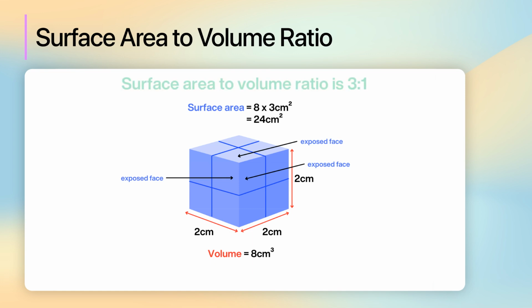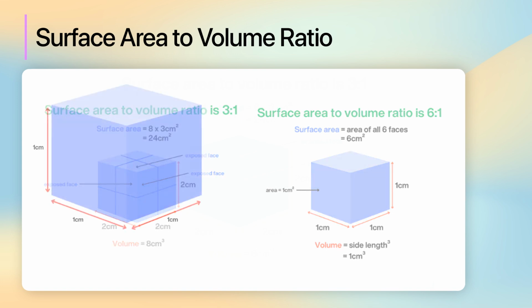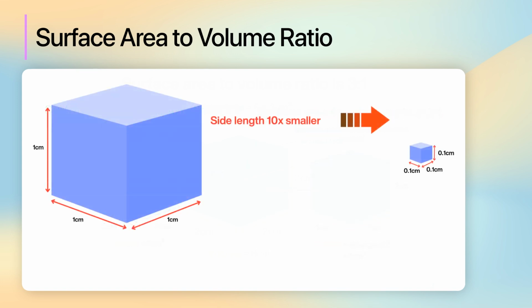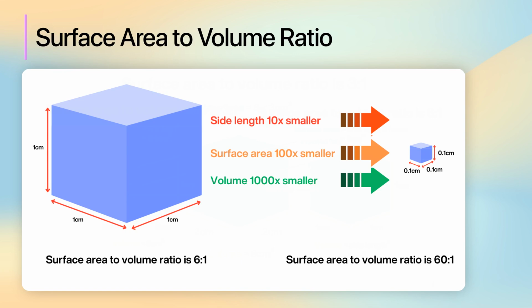Hence, we have a surface area to volume ratio of 24 to 8 or 3 to 1. This is significantly smaller than the 6 to 1 we obtained for the smaller cube. This shows clearly that changing the side length has differing effects on the surface area and volume. In fact, if you were to reduce the length of each side of the cube by a factor of 10, the surface area decreases by a factor of 100, while the volume decreases by a factor of 1000. This means that as the size of the cube decreases, the surface area to volume ratio increases dramatically.